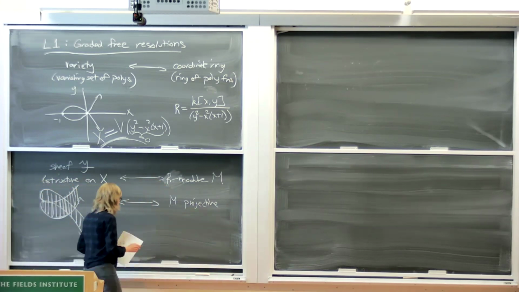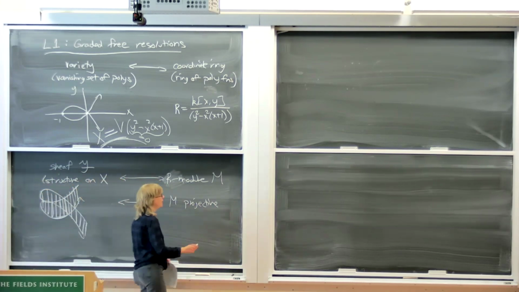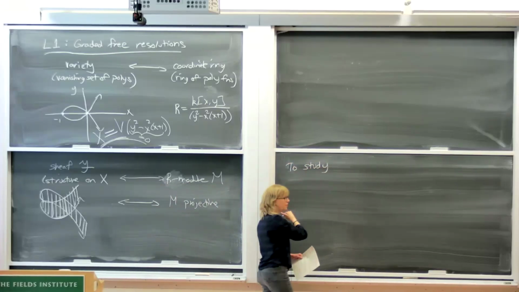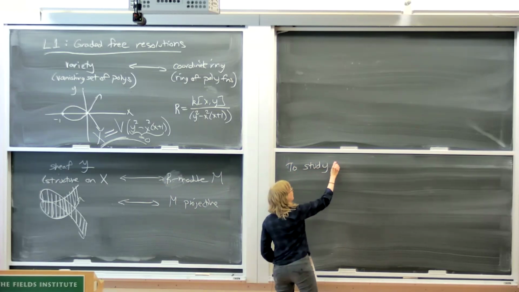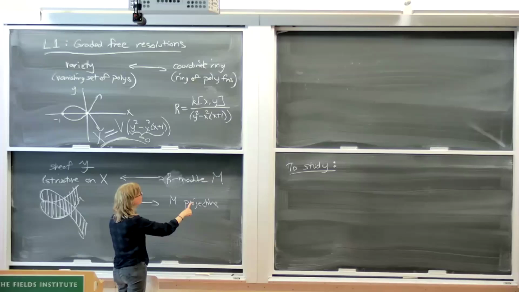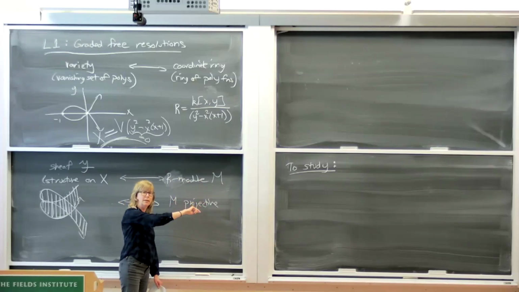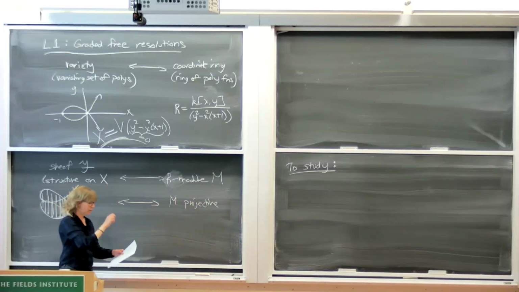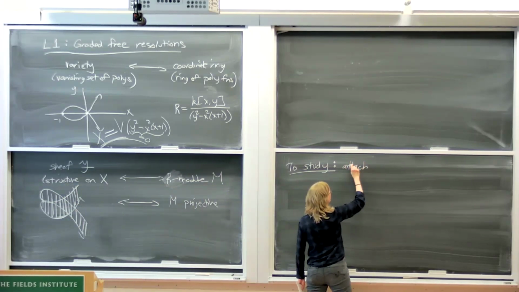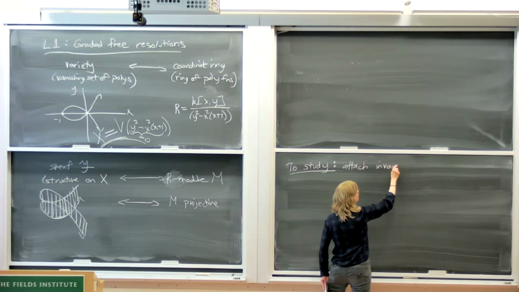Okay, and so to study these, being very vague, to study these kinds of geometric objects, we go to the algebraic side and we try to attach invariants that will reflect the geometry.